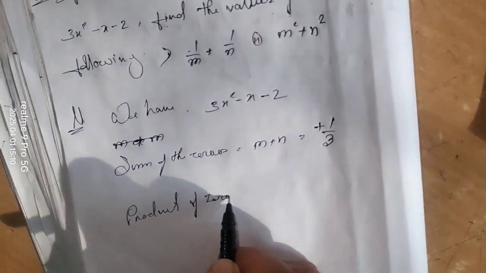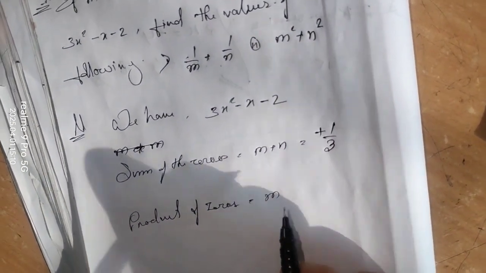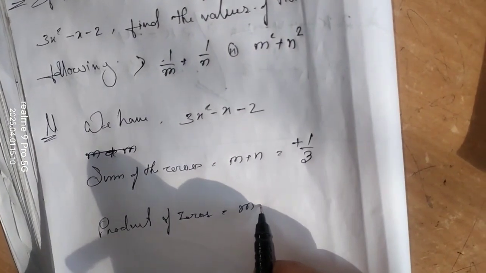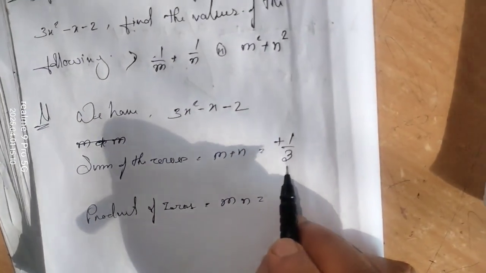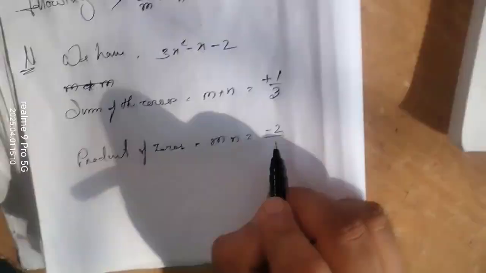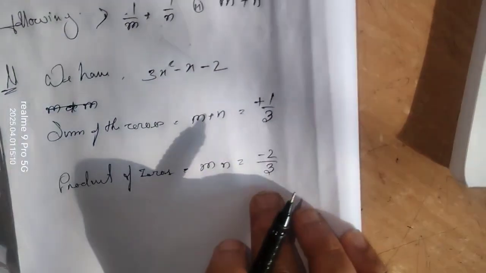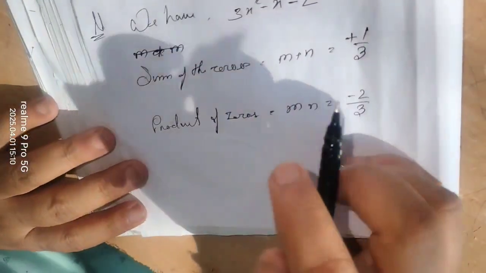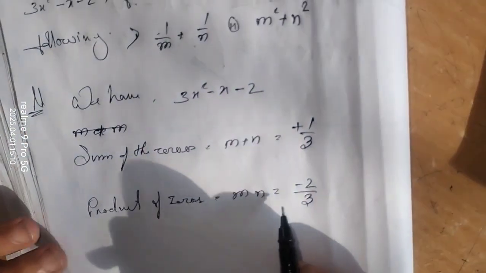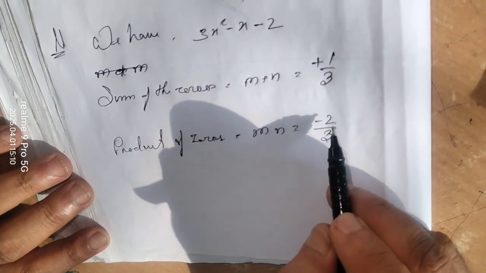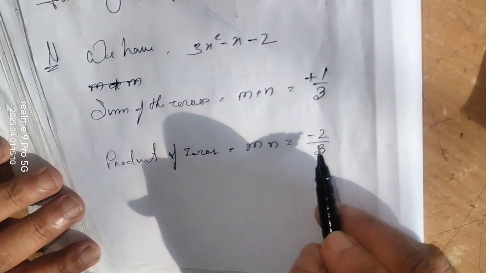And the product of the zeros, m into n, is negative 2 by 3. Correct. So now m plus n is equal to 1 by 3, and m into n is equal to negative 2 by 3.